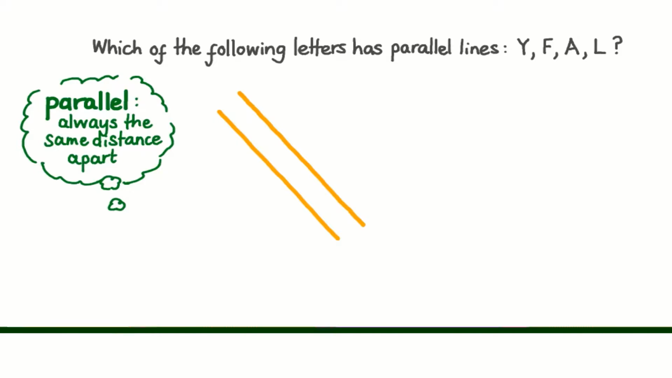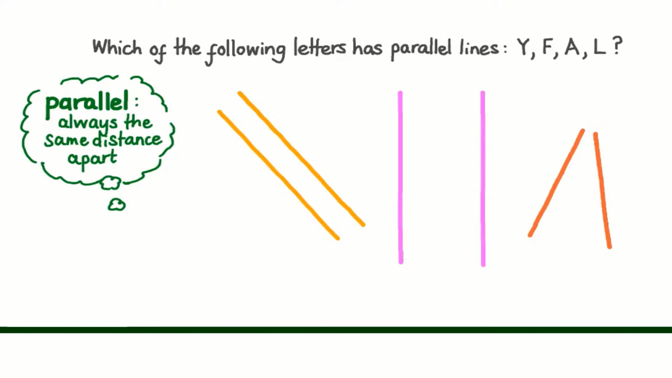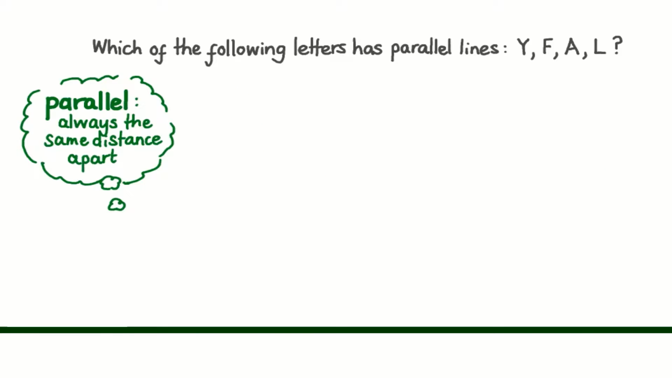These two lines are parallel, so are these. But we couldn't say that these two lines are parallel because these aren't always the same distance apart. Now in our question, we're given some capital letters to look at, and we're asked which one of them has parallel lines. Now to help us answer the question, let's write these capital letters really big.